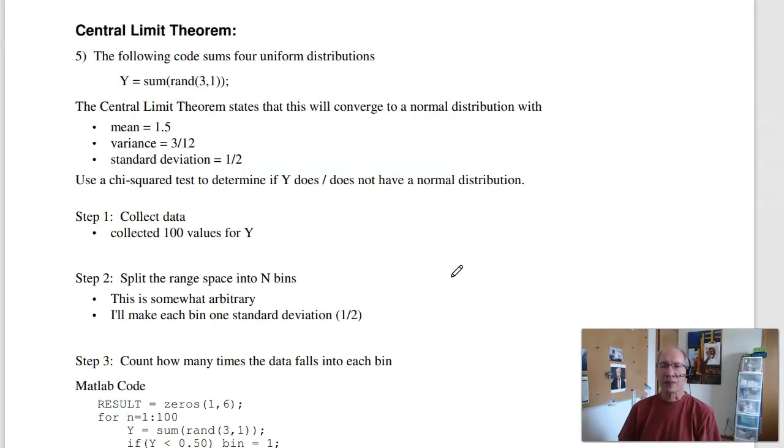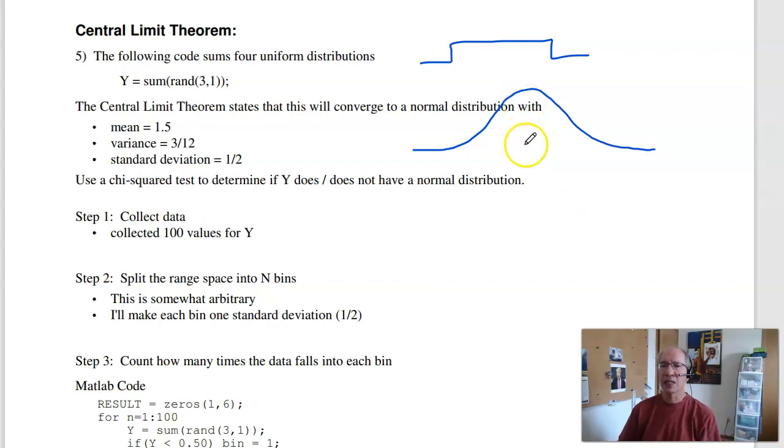Problem 5. If I take a uniform distribution that's uniform between 0 and 1, that's the rand function of MATLAB, and add 3 of them together, what I get is this shape. That's the central limit theorem. It has a mean of 1.5, a standard deviation of 1/2. Can I tell the difference between this and a normal distribution with the same mean, same standard deviation?